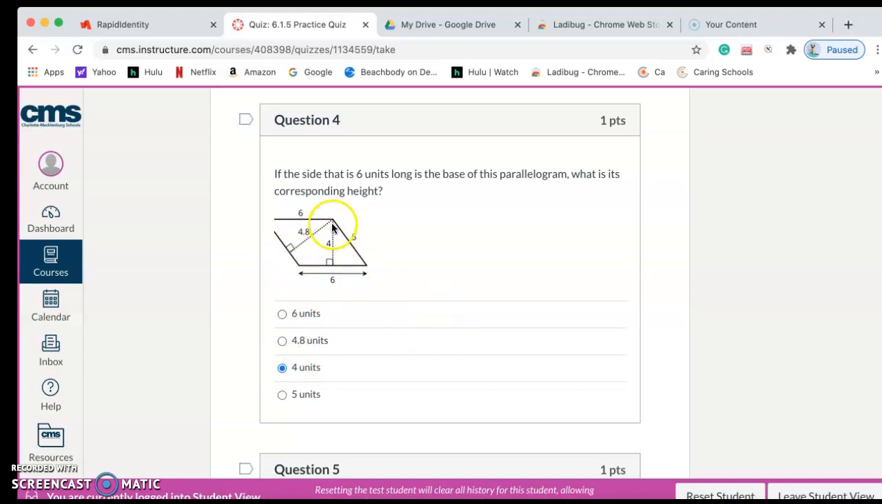Okay, it would not be this one. This one would be, the base would be 5. So the 4.8 would correspond to that base. It wouldn't make any sense to do it with this because it would have been a slant height.